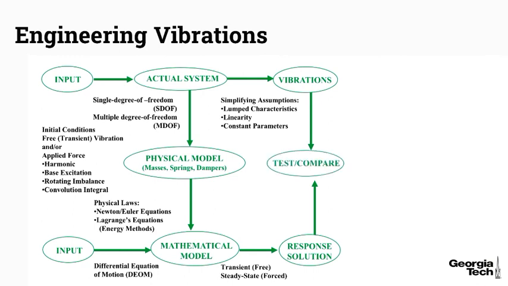And when we get those two results, we can test and compare. Perhaps the mathematical model is not giving us the results that we would like, and so then we would go back and update the model if necessary and continue the process as an iteration.